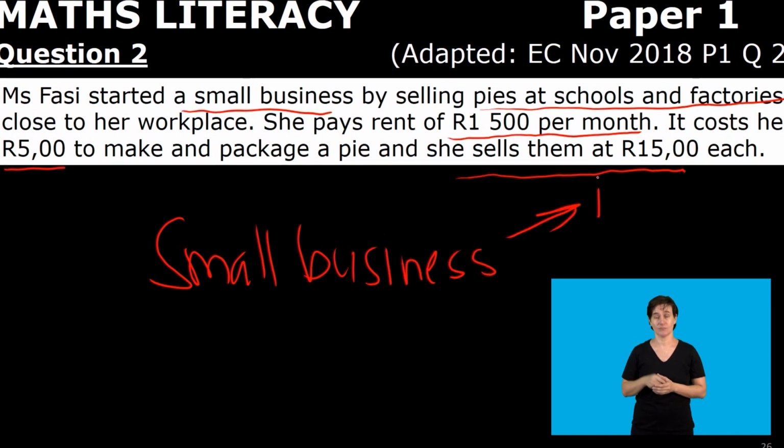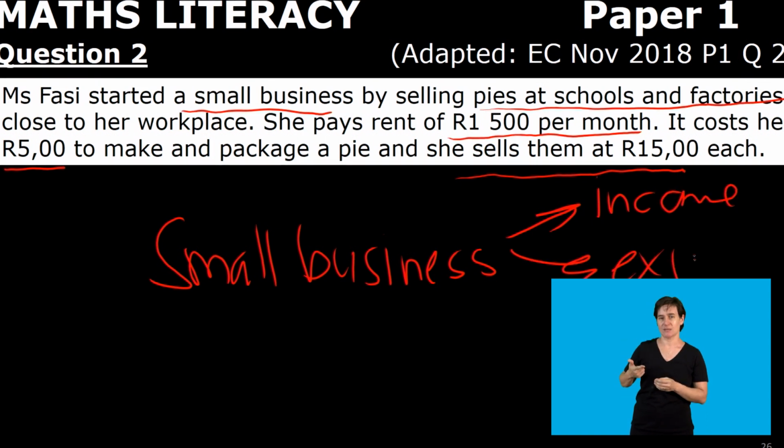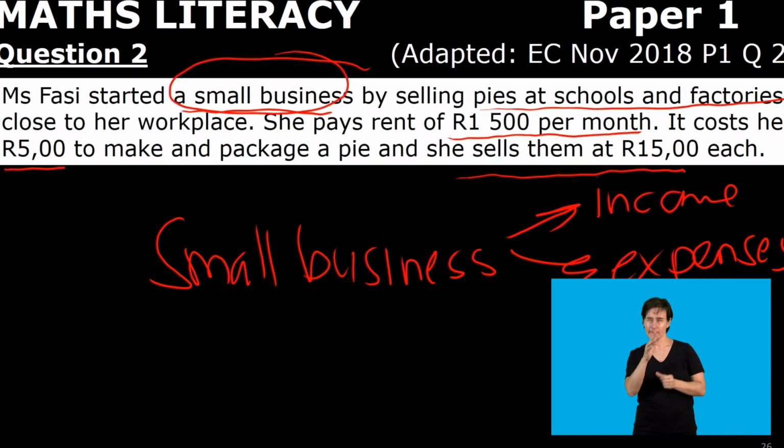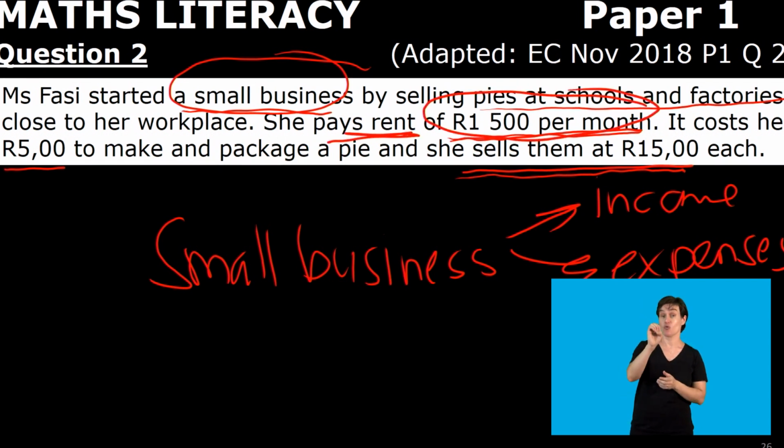And we've got income and expenses. This is content that you need to know. You need to know stuff around a small business, and then you'll need to know what to look out for. So the keywords here will be her rent, that's expenses, and then also the cost price and the selling price.